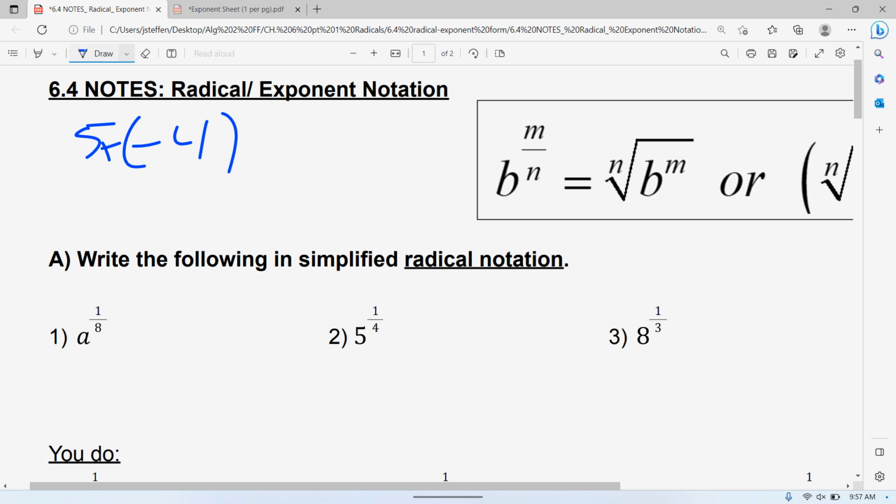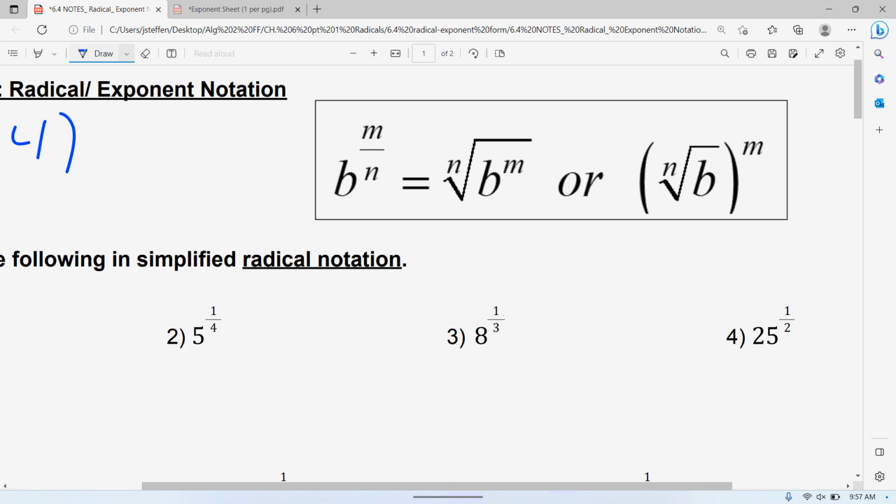If you have a fraction through your exponent, then the denominator is the index number. The numerator stays as an exponent. It doesn't matter if that exponent is inside your radical or if it's outside your radical. It doesn't make any difference. We're kind of going to do both ways, and we'll talk about both of them later on the back side of this page.